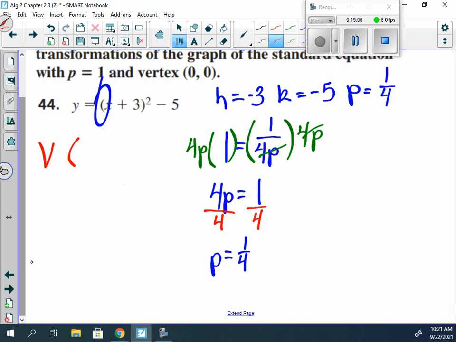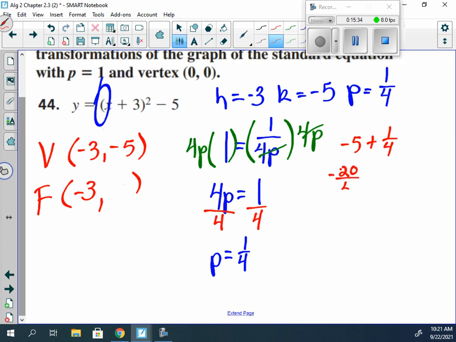Vertex. Negative 3, negative 5. Now the focus, because it is y equals, would be our h comma k plus p. So h would be negative 3, now k plus p, negative 5 plus 1/4. Well, really we could say that this is negative 20/4 plus 1/4, which I think the calculator tells us is negative 19/4 if we plug it in.